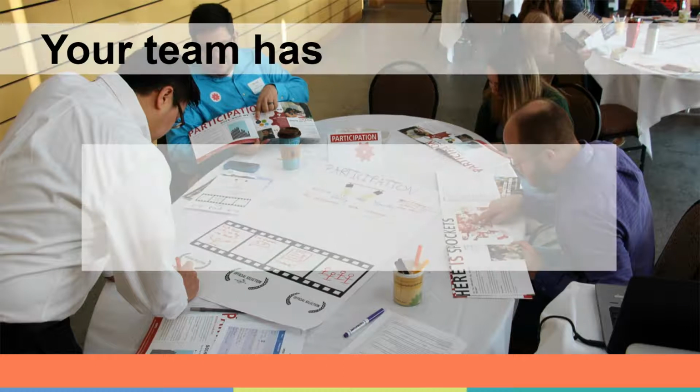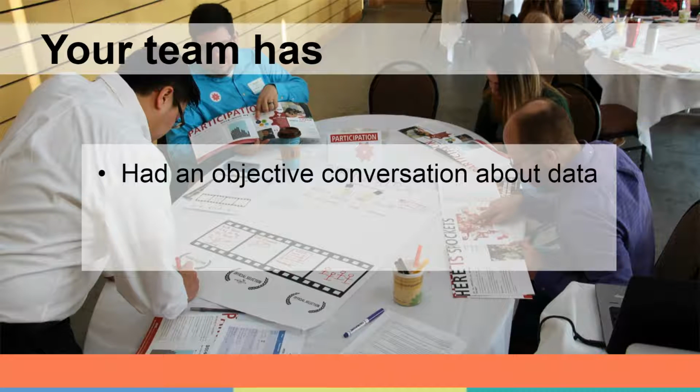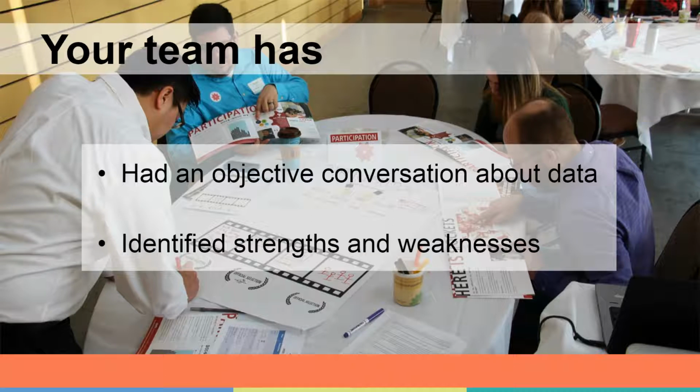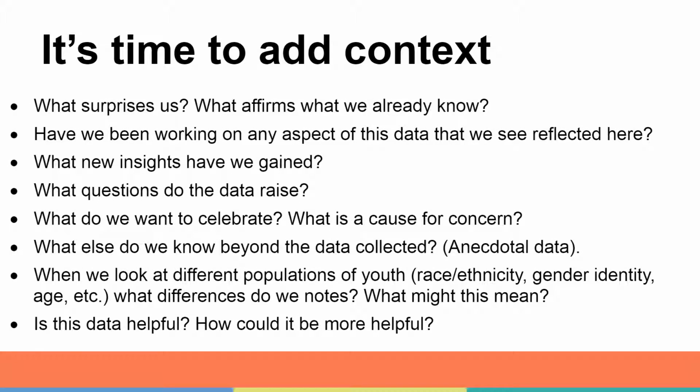Your team has just taken the time to have an objective conversation about your data. You have identified the strengths and weaknesses you see in your data set, and now it's time to add context to that discussion. In this step, your team will review what you recorded in Step 1 and use the guiding questions on the screen to record necessary information about the data.